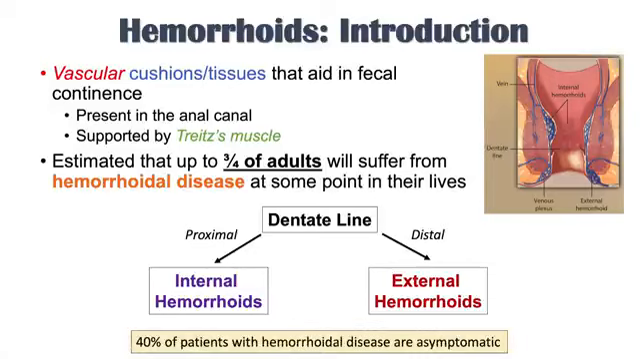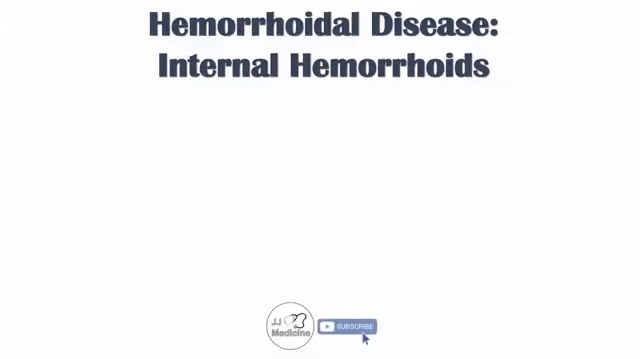And before I get into the signs and symptoms of hemorrhoids, it's important to note that 40% of patients with hemorrhoidal disease are asymptomatic, which means that they don't experience any symptoms. So they could have had issues with their hemorrhoids in the past, but presently they don't have any symptoms. So 40% of patients will have no symptoms at all. Now let's first talk about signs and symptoms of internal hemorrhoids.